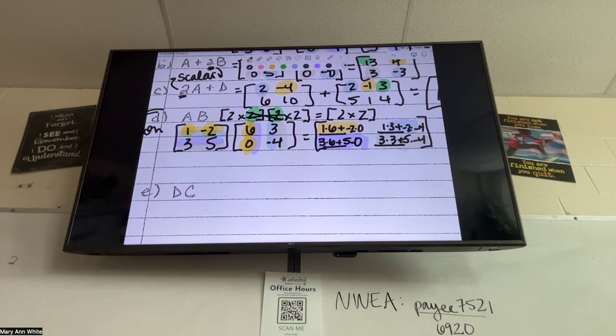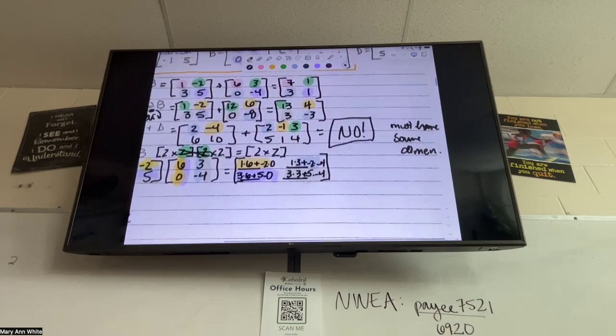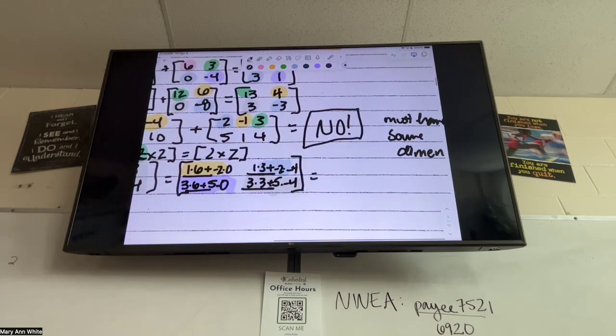You guys okay with that so far? You don't have to be able to do this by yourself, but does everyone kind of follow with what I'm doing? Okay, now we're gonna do those multiplying things out. You could have skipped this middle step. You've maybe already done this, but I haven't. So I'm gonna do 1 times 6 is 6, plus -2 times 0 is 0. I'm gonna do 1 times 3 is 3, plus -2 times -4 is 8. 6 times 3 is 18, plus 5 times 0 is 0. And then 3 times 3 is 9, plus 5 times -4 is -20.